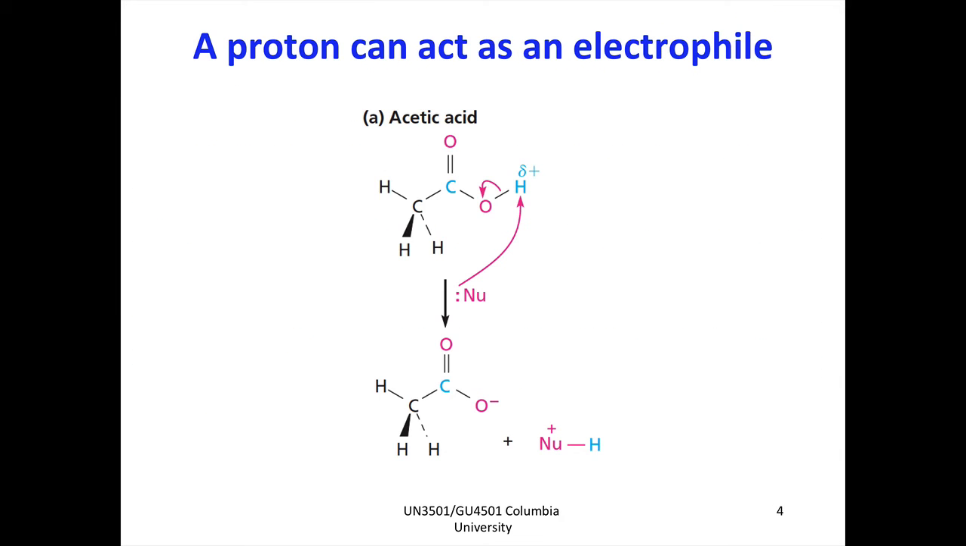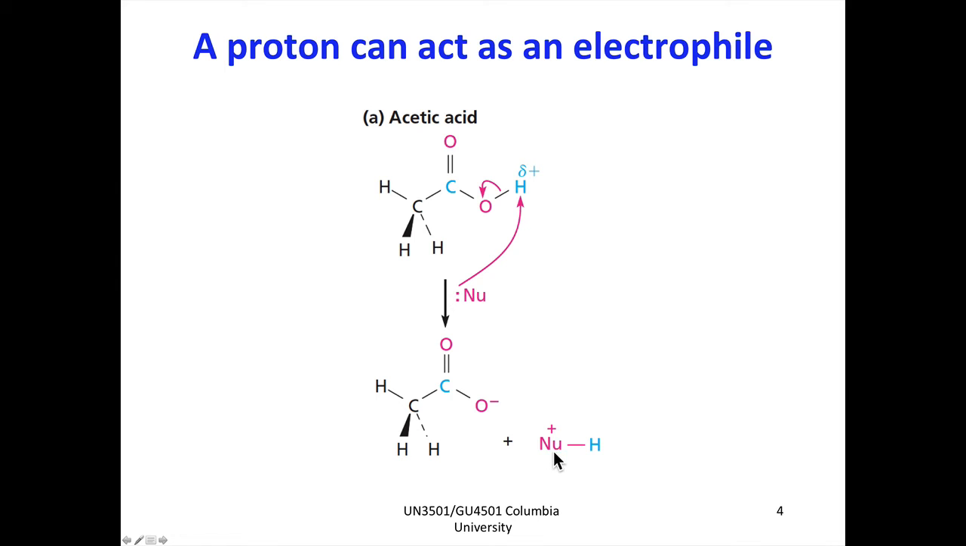So let's see that type of reaction again. A proton can be an electrophile, just as we saw before. So here's a proton, acetic acid. Now we could have some generic nucleophile with a lone pair, an electron-rich nucleophile. We draw the arrow going from these electrons attacking the proton. That means that the proton here, without any electrons, is going to form a new bond with the nucleophile.